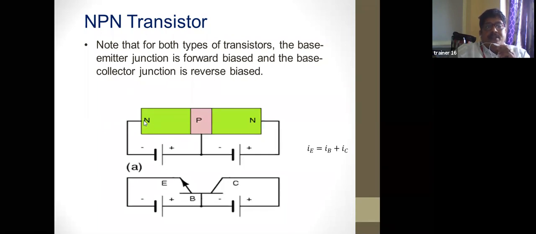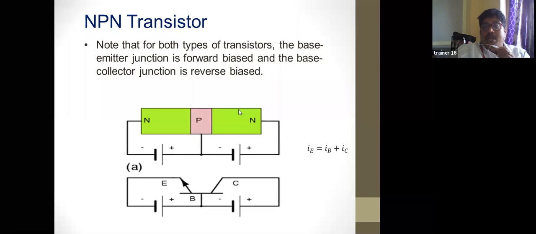Here, the emitter current flows towards the P-type. The P-type is lightly doped and very thin. So only 5% of the electrons from the N-type are attracted, and the remaining 95% cross towards the N-type collector. That means the emitter current is the sum of the base current and the collector current. So now it is clear.